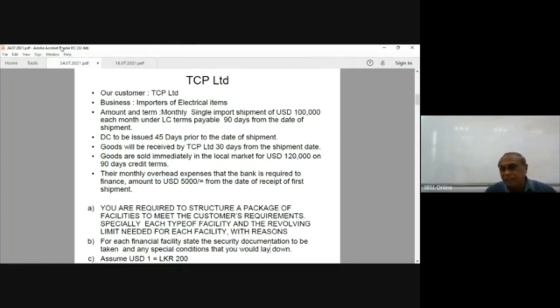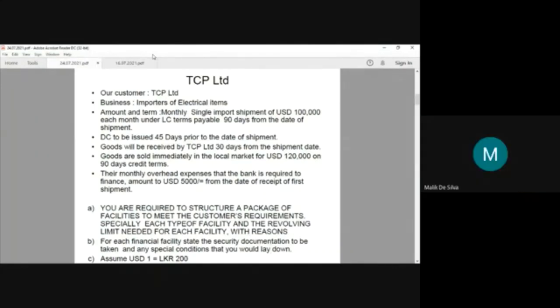Two weeks can be 15 days, right? Goods should be received by TCP Limited 15 days, or within brackets 2 weeks, from the shipment date. Goods are sold immediately in the local market for $120,000 on 90 days credit terms. The moment you receive the goods, he can immediately sell them in the local market. But he will get the money only after how many days? He will sell it immediately, but he will get the money only after 90 days.